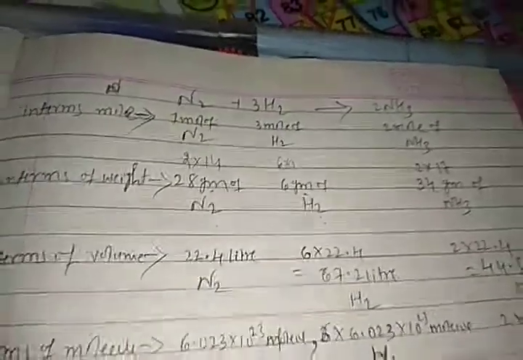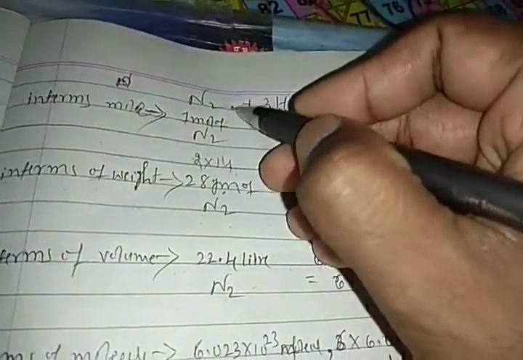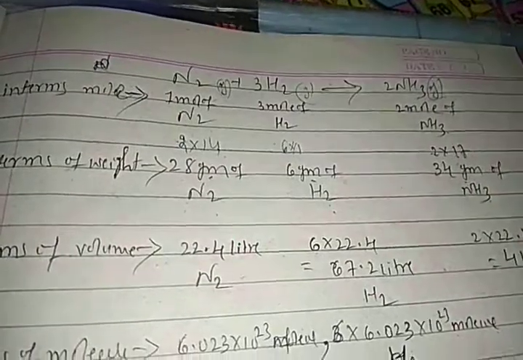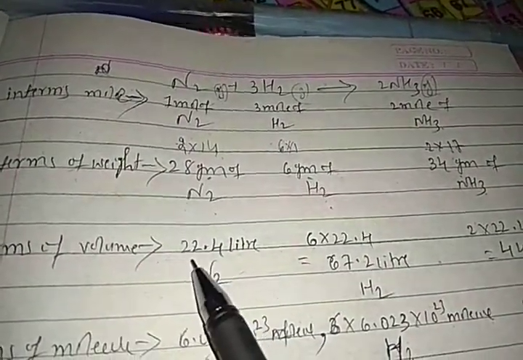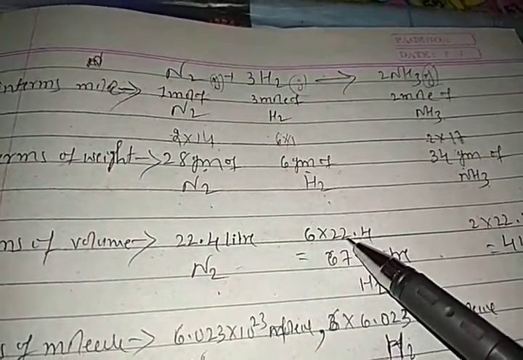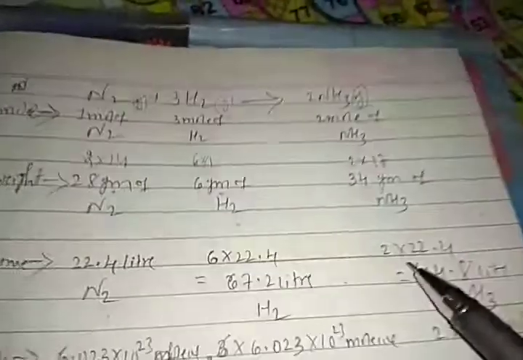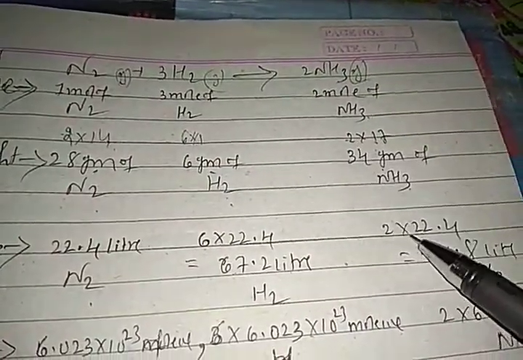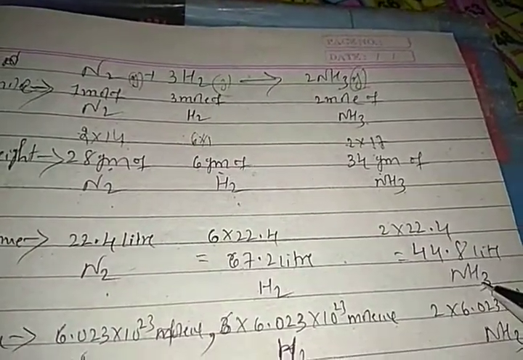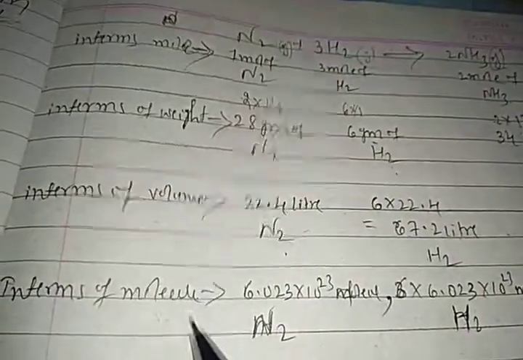Right students? So in terms of volume, all are gases: nitrogen is a gas, hydrogen is a gas, ammonia is a gas. So 22.4 liter of nitrogen, 3 into 22.4 liter, that is 67.2 liter of hydrogen. And 2 moles of ammonia, 2 into 22.4 liters, 44.8 liter of ammonia. Right students? Understood?